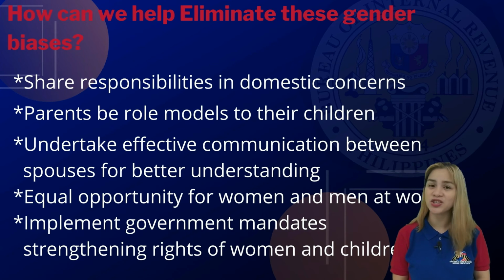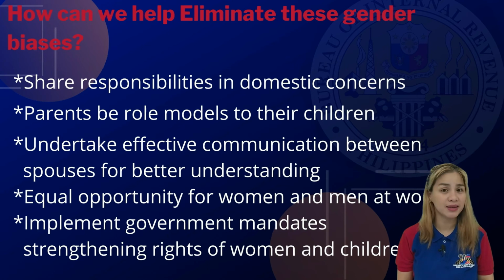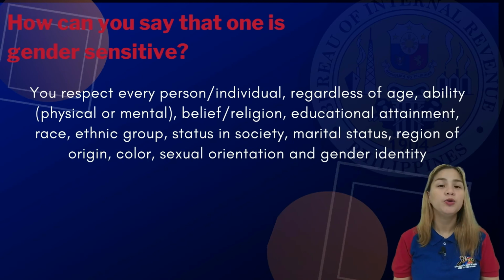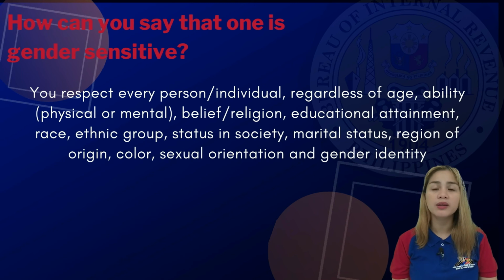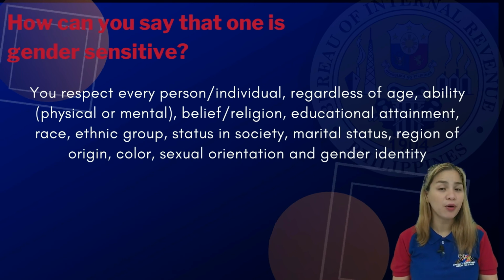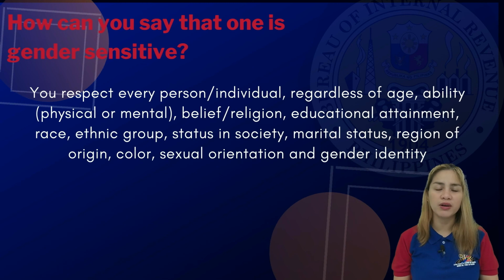So, how can we help eliminate these gender biases? Here are the recommended courses of action. Share responsibilities in domestic concerns. Parents be role models to their children. Undertake effective communication between spouses for better understanding. Equal opportunity for women and men at work. Implement government mandates strengthening the rights of women and children. How then can you say that one is gender sensitive? You respect every person or individual regardless of age, ability, belief or religion, educational attainment, race, ethnic group, status in society, marital status, region of origin, color, sexual orientation, and gender identity.